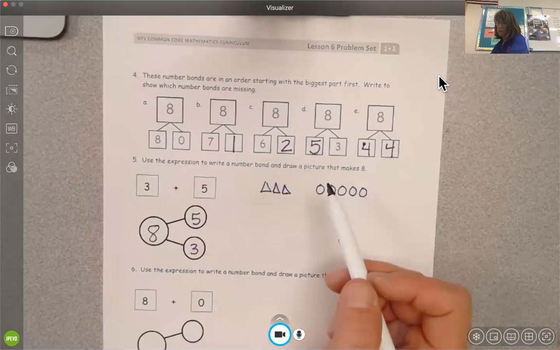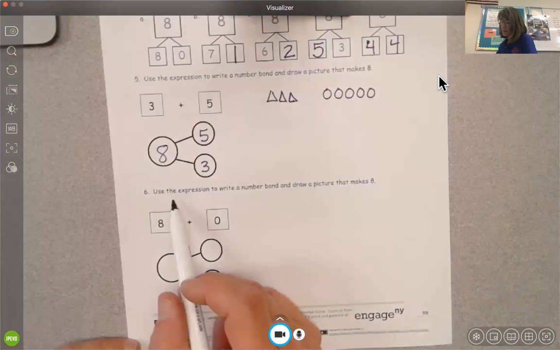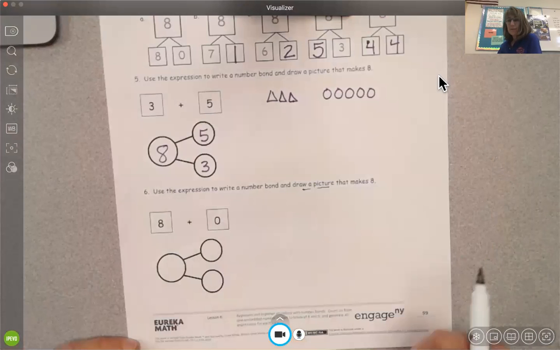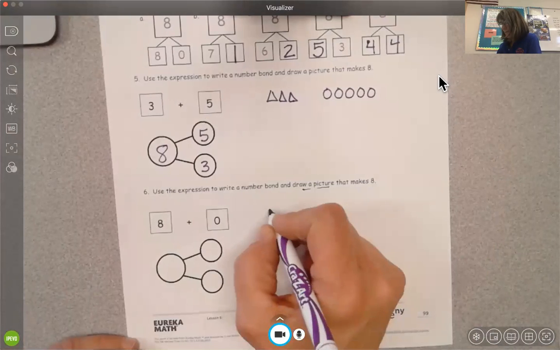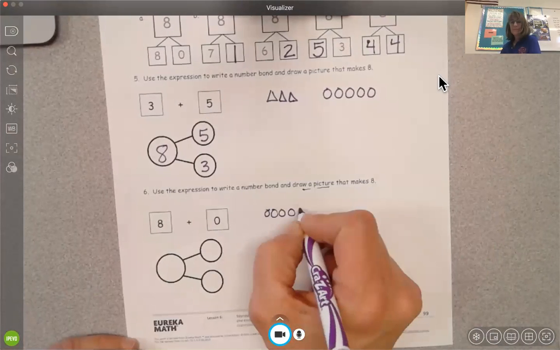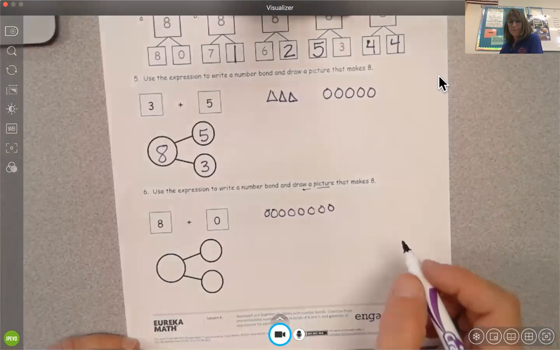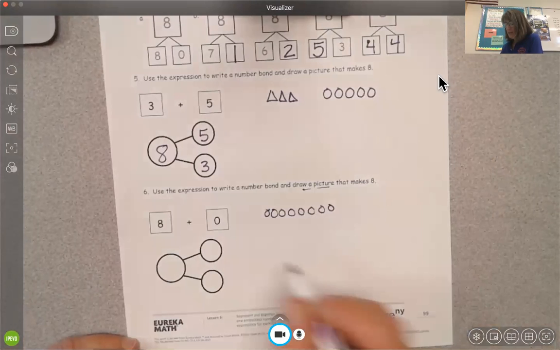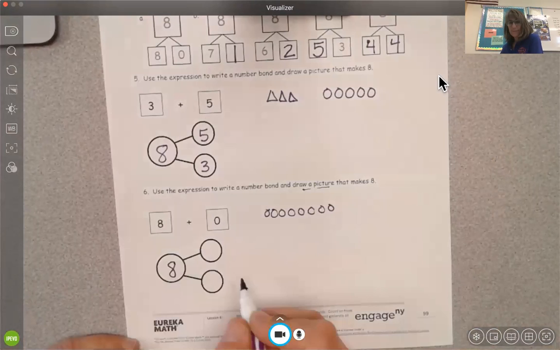All right. Use the expression to write a number bond and draw a picture that makes 8. All right, this time I'm just going to do circles. 1, 2, 3, 4, 5, 6, 7, 8. And I'm going to draw no triangles because 0 triangles. So my big number is still 8. I have 8 circles. And I have 0 triangles. All right. Now, it's your turn.